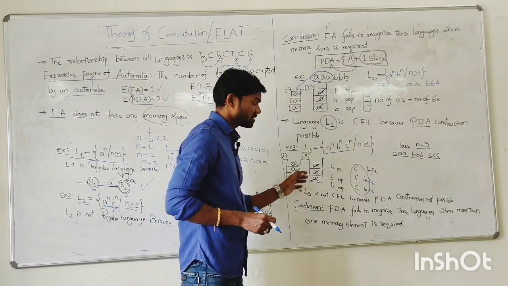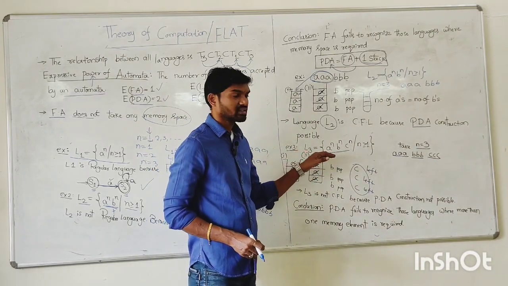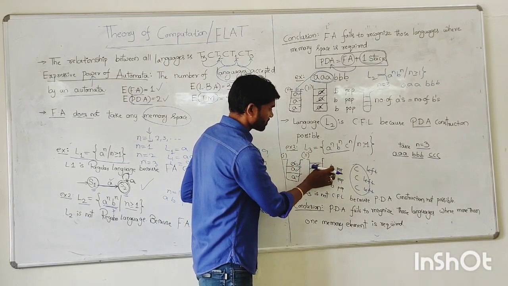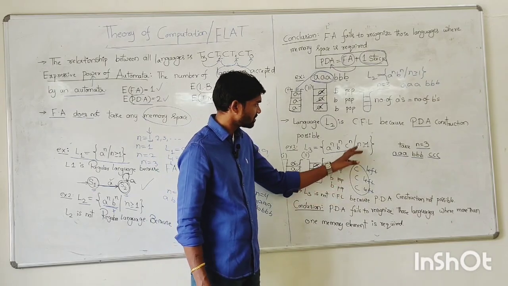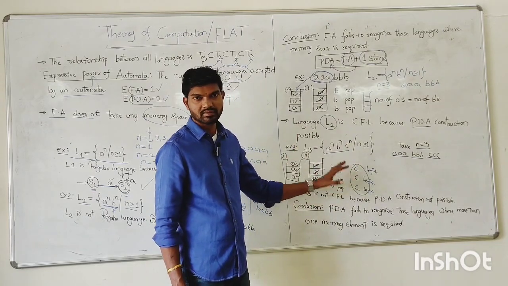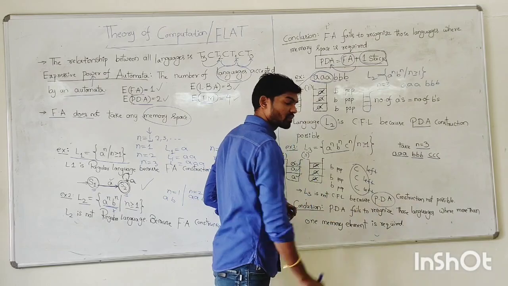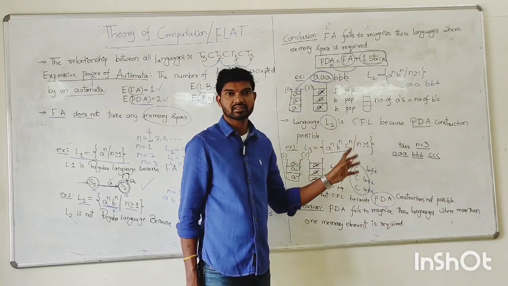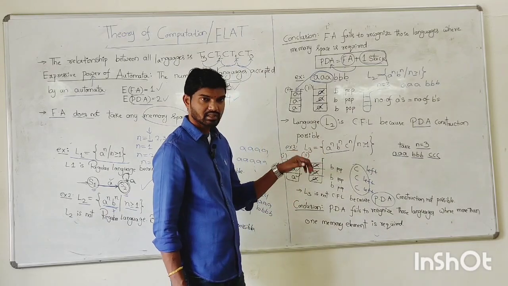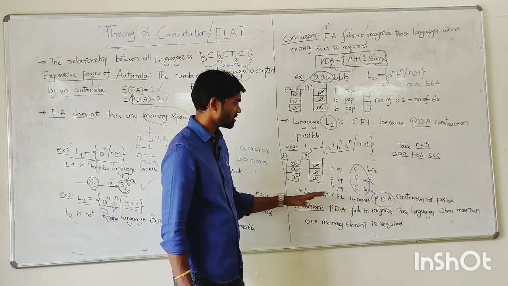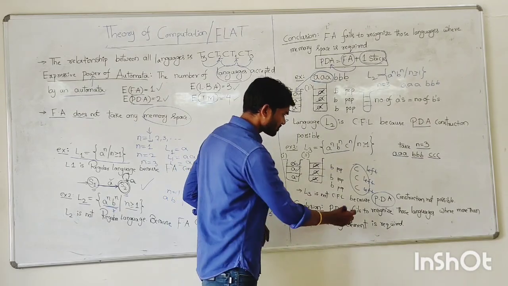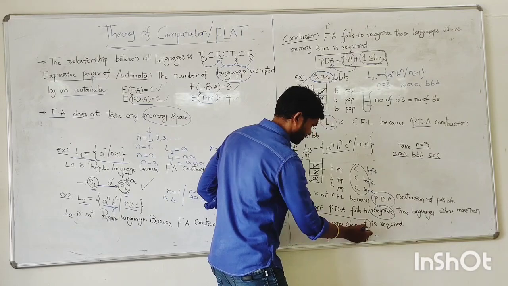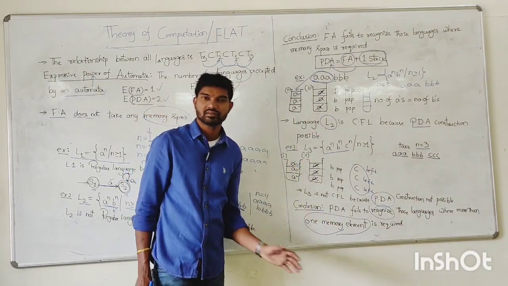So what is our target? For the entire given string, we have to empty the stack. But here, for an equal number of a's, an equal number of b's are popped, and c's are left. So for this type of language, PDA construction is not possible. Why? Because for equal a's, equal b's are popped, but the remaining c's are left. So the PDA fails to construct an automaton. PDA fails to recognize where more than one memory space is required.